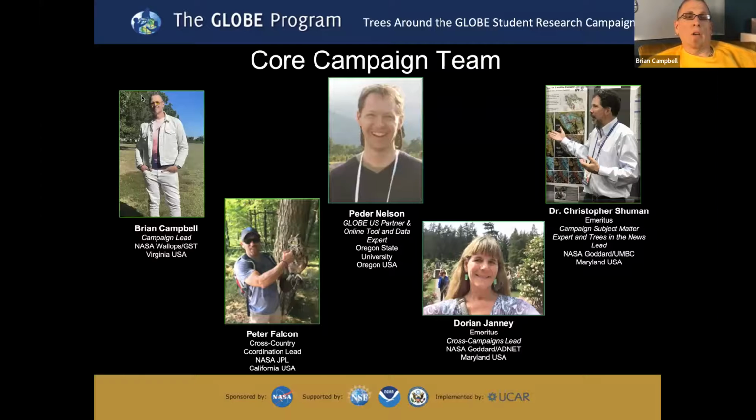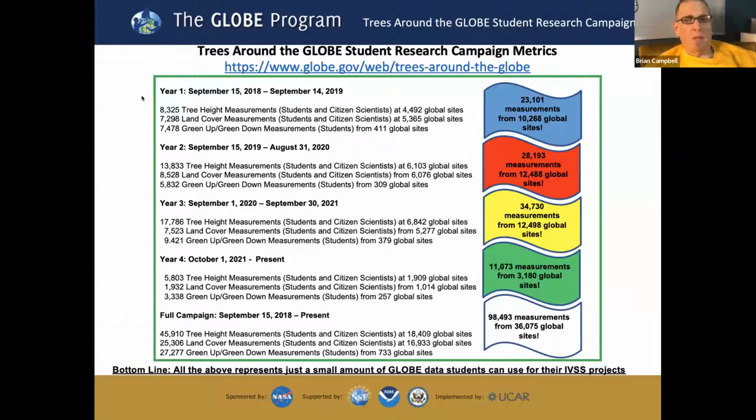All right, so I want to show this again, the metrics. As you can see in the white flag down there, we are closing in on 100,000 measurements that have been taken of tree height, land cover and greenings throughout the life of the campaign. So perhaps by next month or even maybe April, we will hit 100,000 measurements.